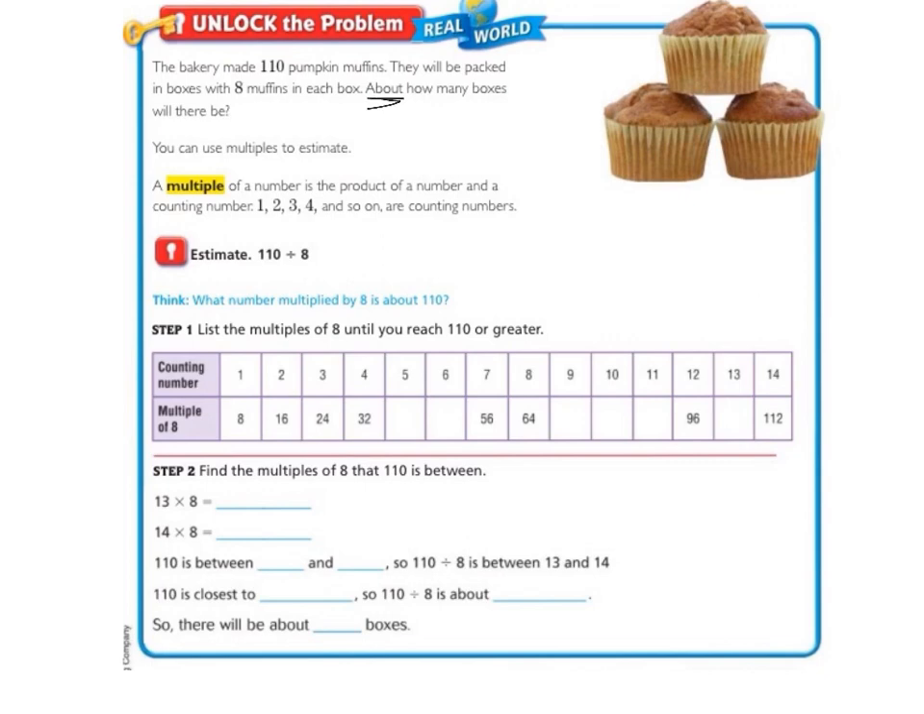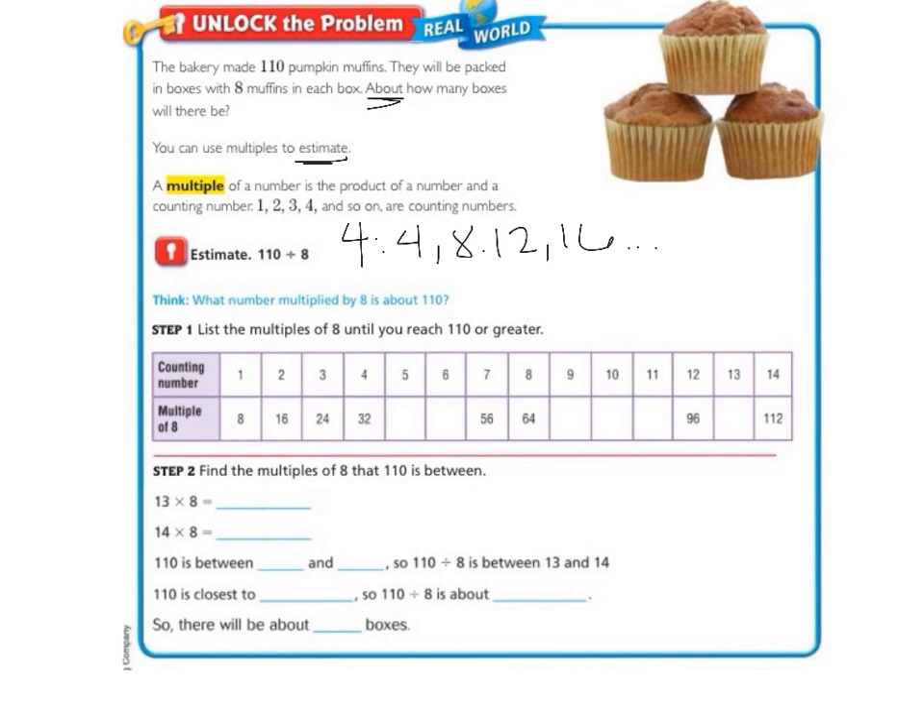The words about and estimate tell me that I'm not finding an exact answer, but an estimate. And we're going to use multiples. A multiple is a product of a counting number, like 1, 2, 3, 4. I could have multiples of 4, which would be 4, 8, 12, 16, and so on. We're counting by the products of that number.